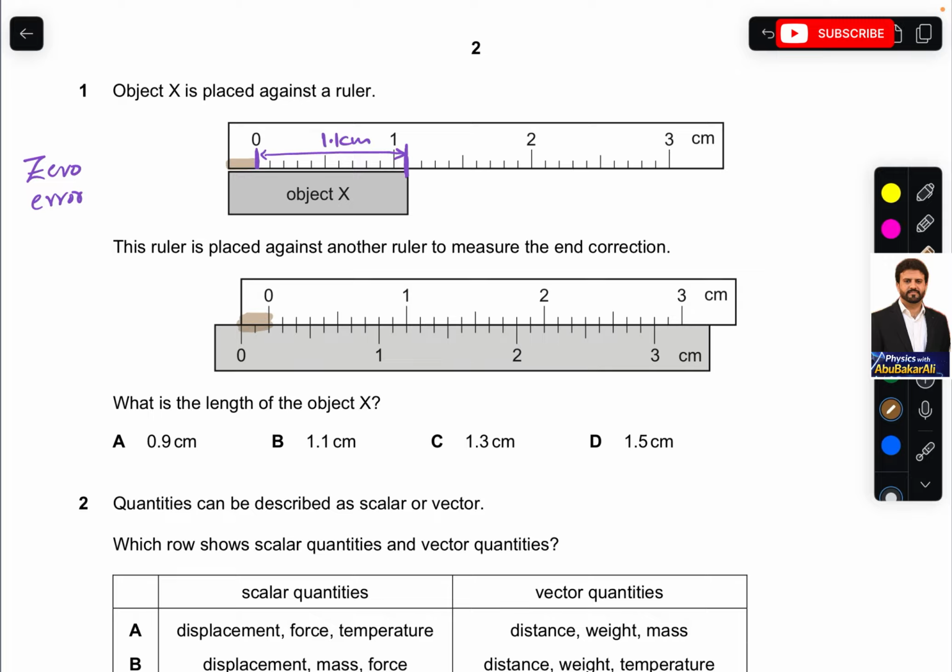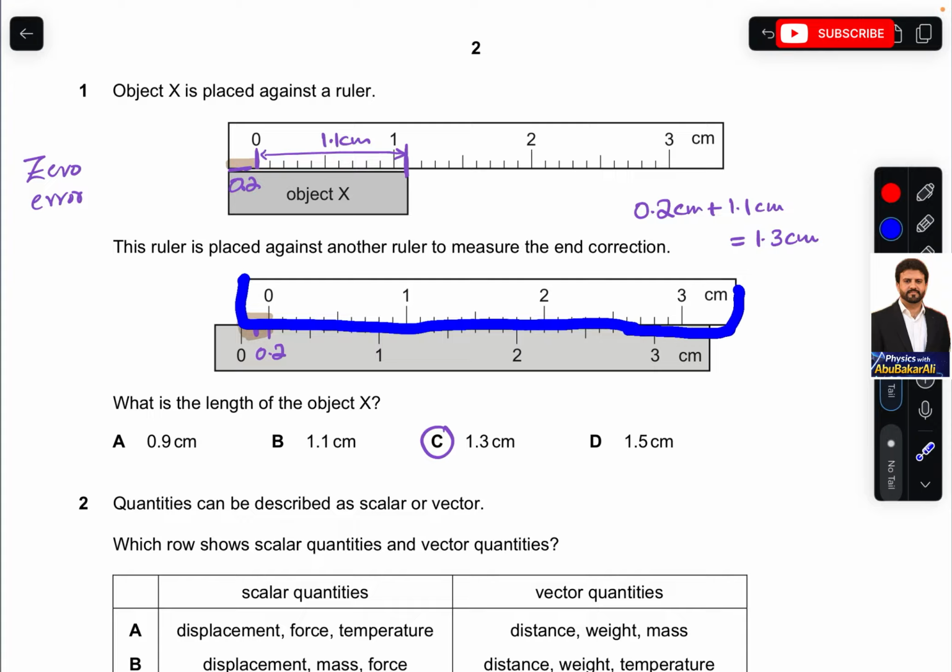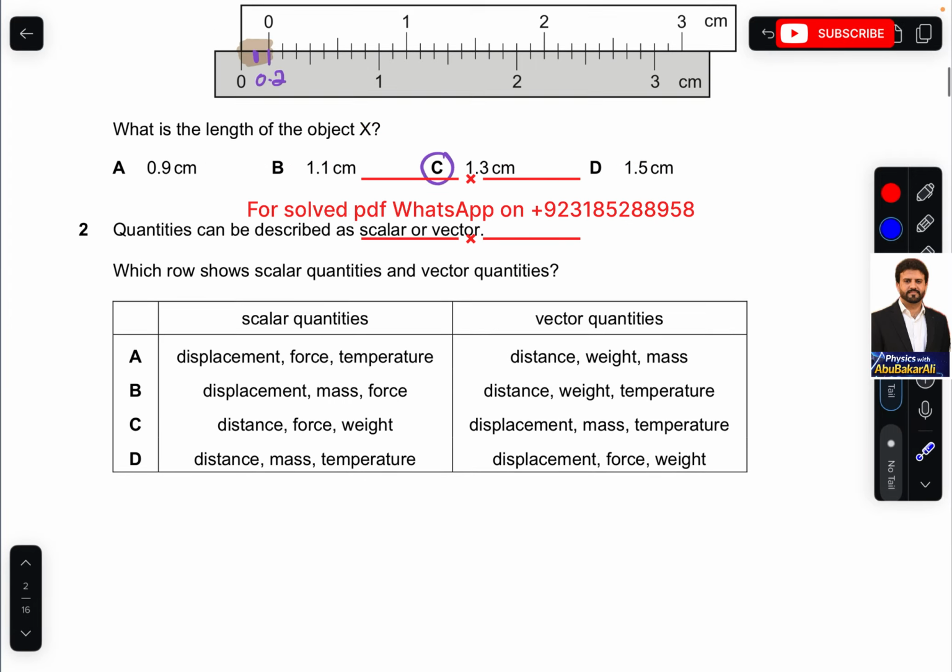And on the scale, if you see, this one division is 0.1, this is 0, so this is 0.2. So this thing is 0.2. So total is 0.2 centimeter plus 1.1 centimeter. That will give you 1.3 centimeter. That is C. So this method is called zero error correction. To correct any faulty apparatus, you will always compare that apparatus with some standard measuring tool. Okay. So let's move forward.